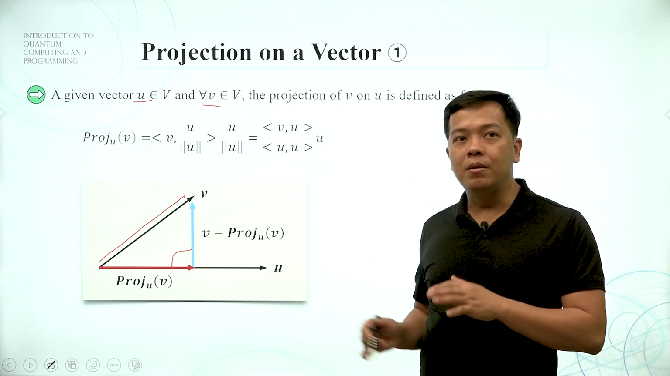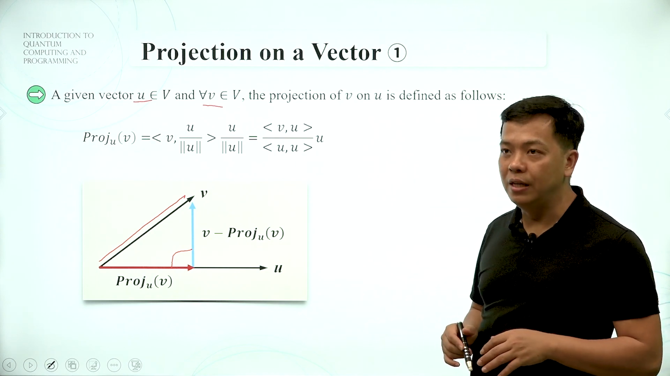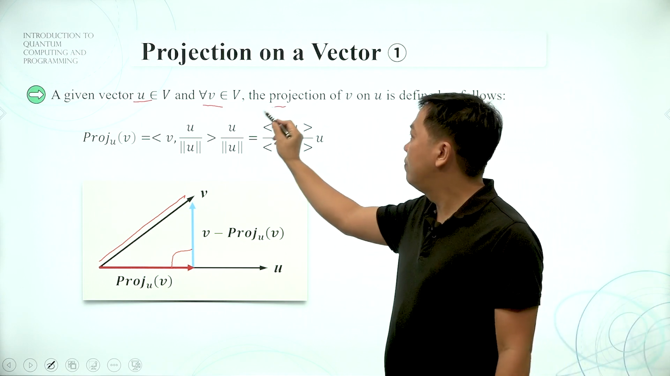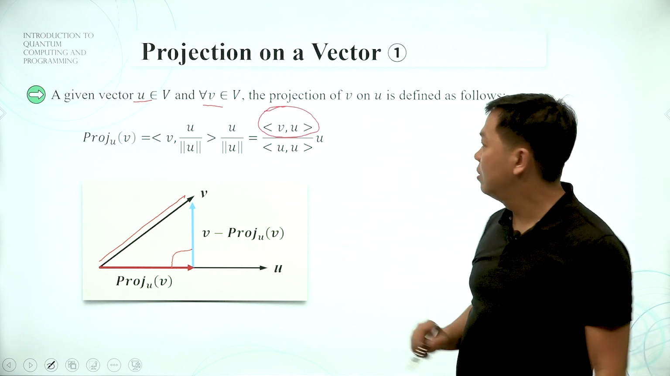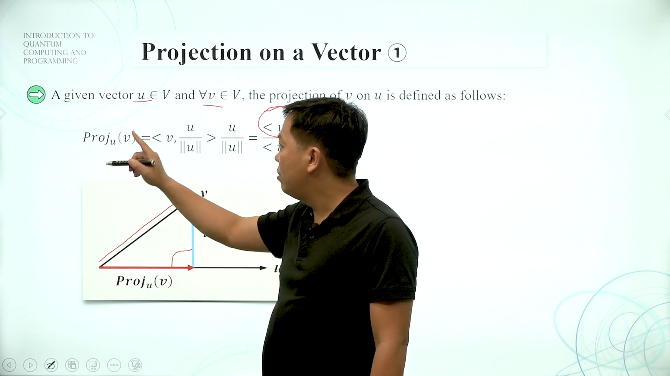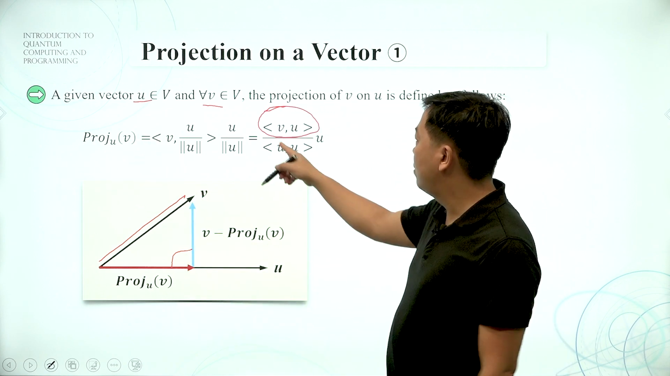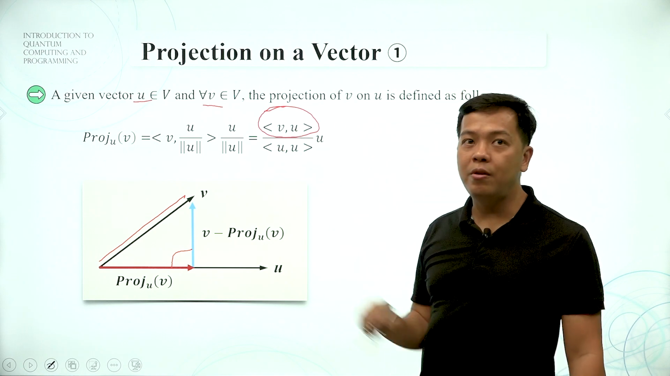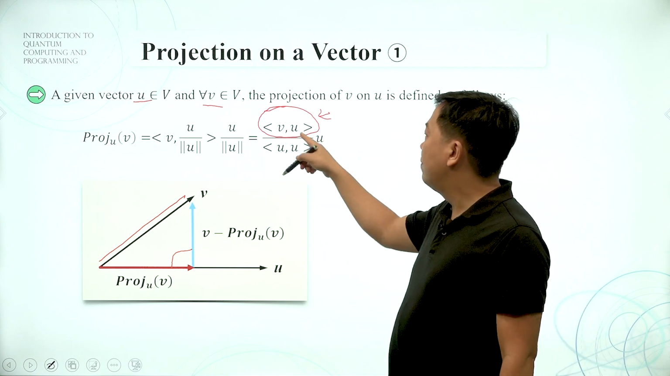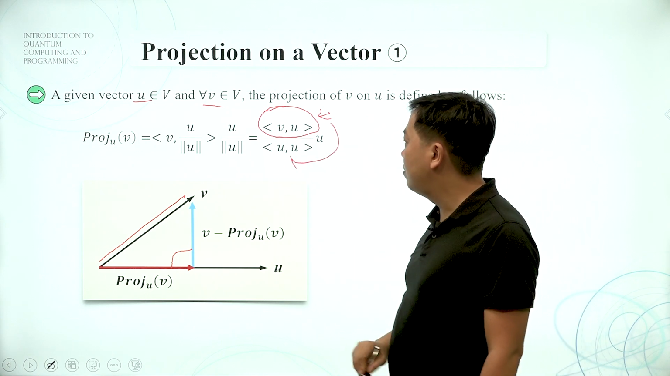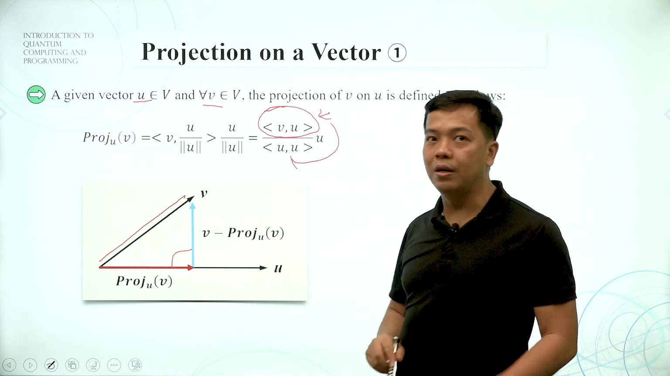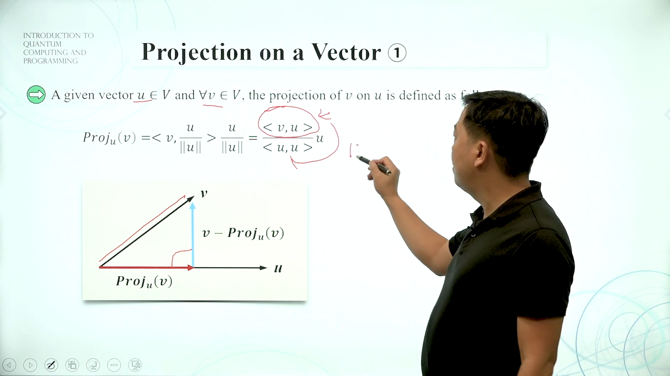Remember, in the last lesson we already learned about inner products. This is the symbol to define it. So the projection from the vector u onto the vector v equals the inner product of u and v, over the traditional inner product of vector u with itself, multiplied with u. This is the inner product.